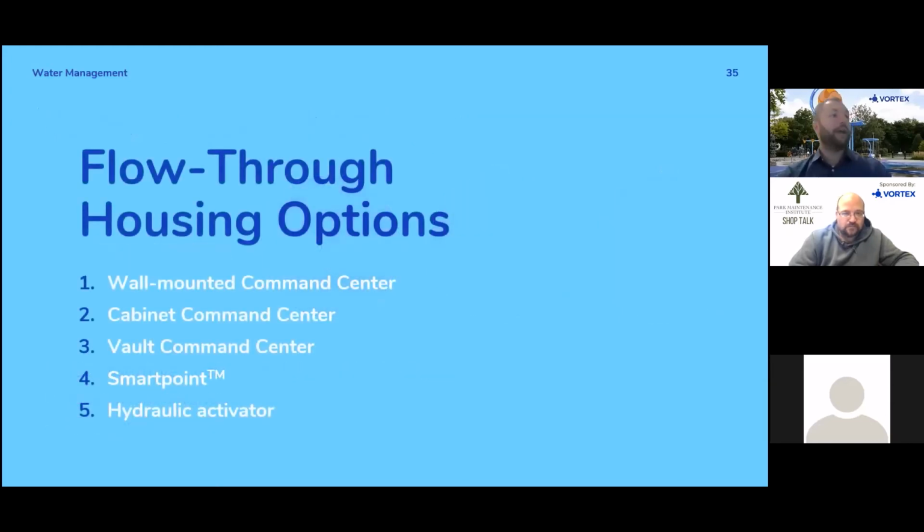So we have 4 different options when it comes to housing for flow through: wall mount, cabinet, vault, Smartpoint. Our 5th note here is a hydraulic activator. Obviously, that's not a housing option. That is an option when it comes to your activator that does not use any type of power at all. It is completely hydraulic controlled. Super cool.